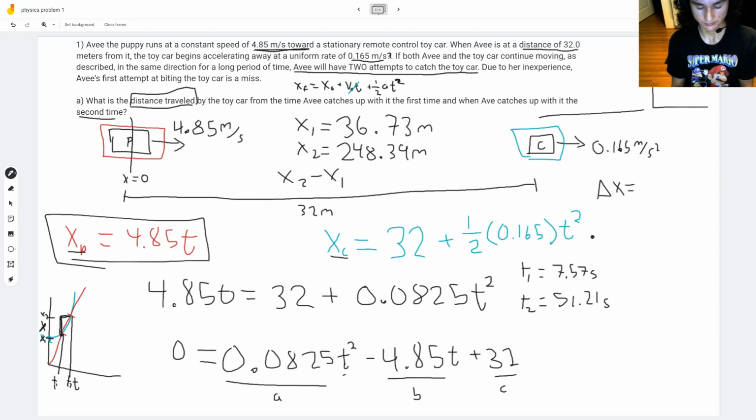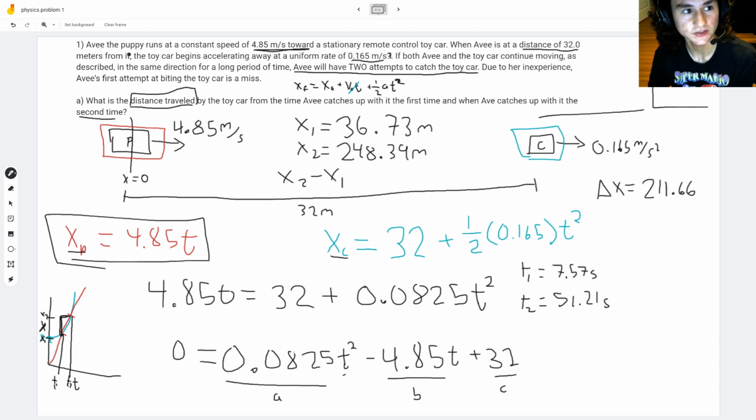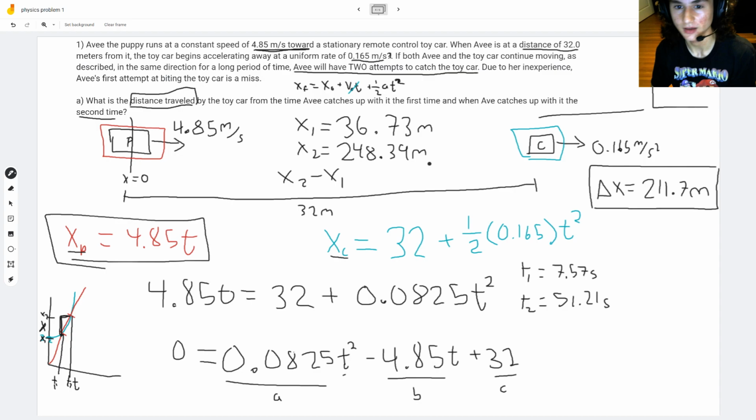248.39 minus 36.73. We get a value of 211.66. I'll just say 211.7 to make it a little nicer of a number, and that's going to be in meters. So depending on how you ended up rounding it here, you could have a slightly different answer than me, but as long as it's around 211.7 meters, then you'll be fine. So this is going to be our final answer, saying the distance traveled.